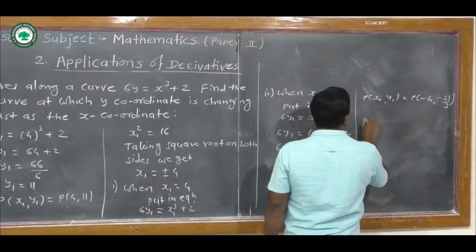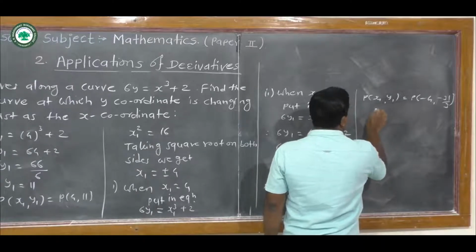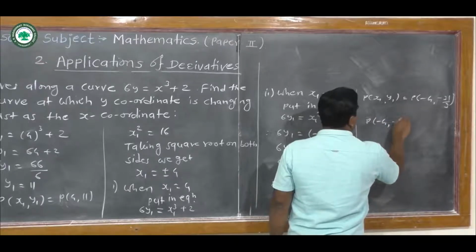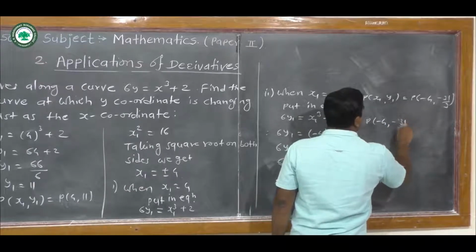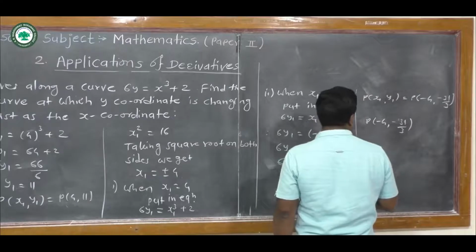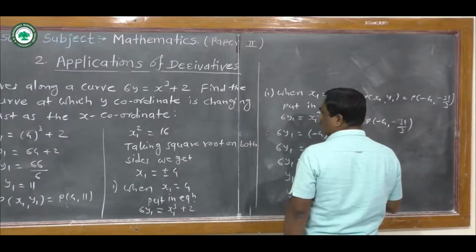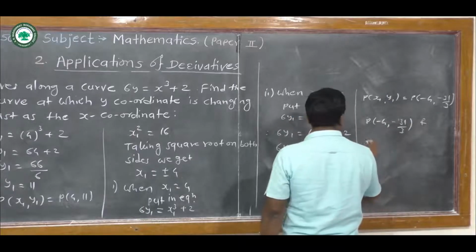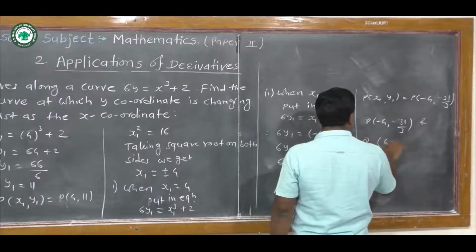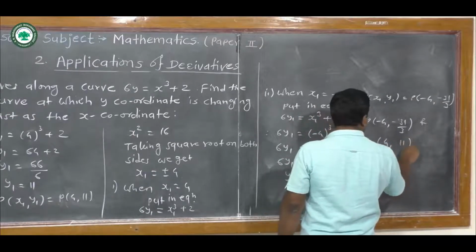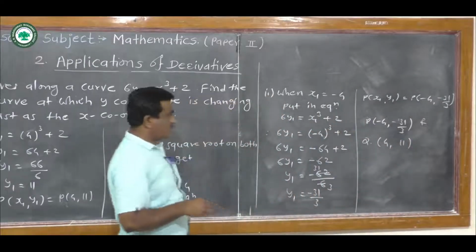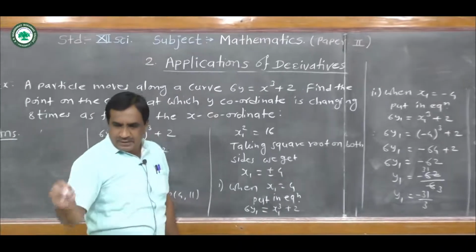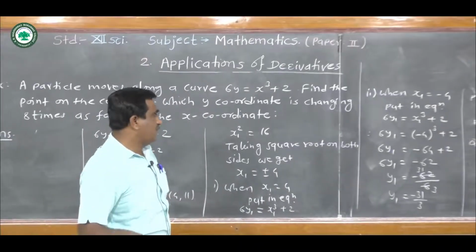Suppose the first point is P(minus 4, minus 31 upon 3), and suppose the second point is Q(4, 11). These are the required points which lie on the curve. Okay. Now we see one more example.